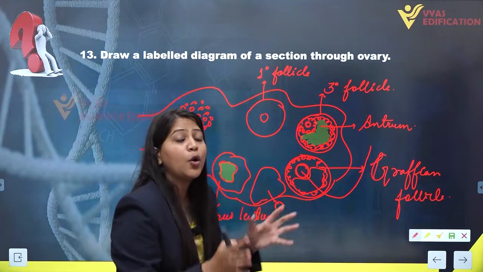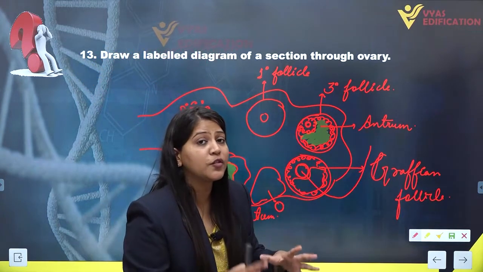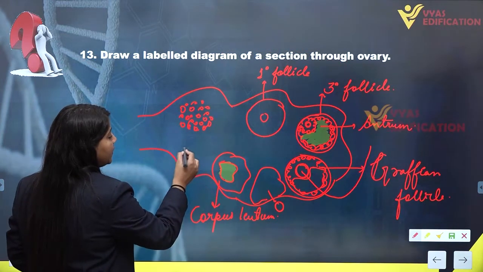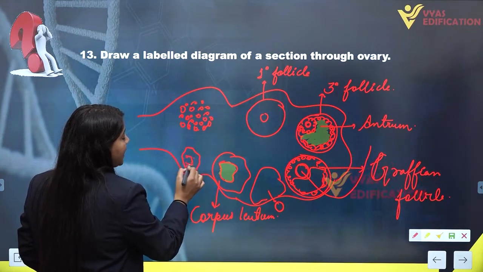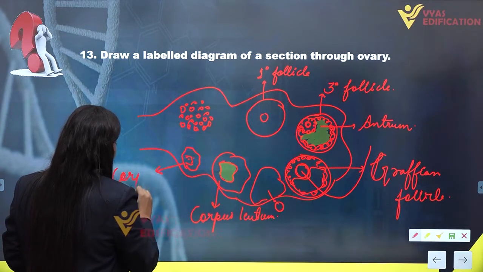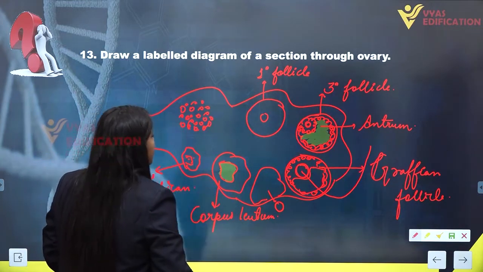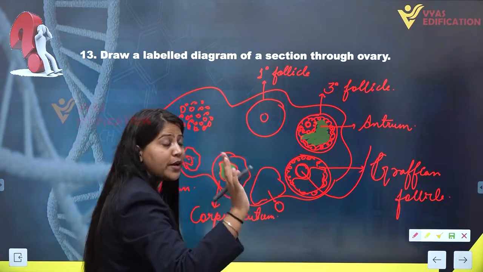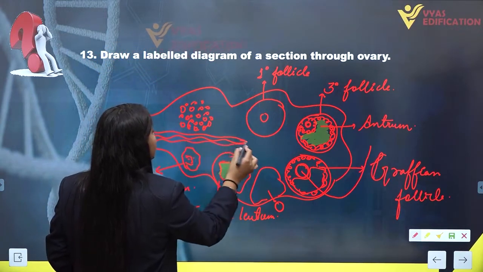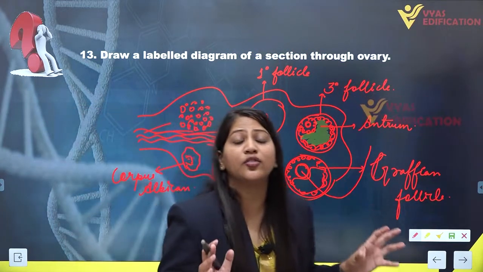If after ovulation the secondary oocyte does not meet with the sperm and fertilization does not take place, this corpus luteum will degenerate like this, and this degenerated corpus luteum will be called corpus albicans. Now, inner medulla of the ovary is having nerve fibers and blood vessels. So this is the complete section through ovary.